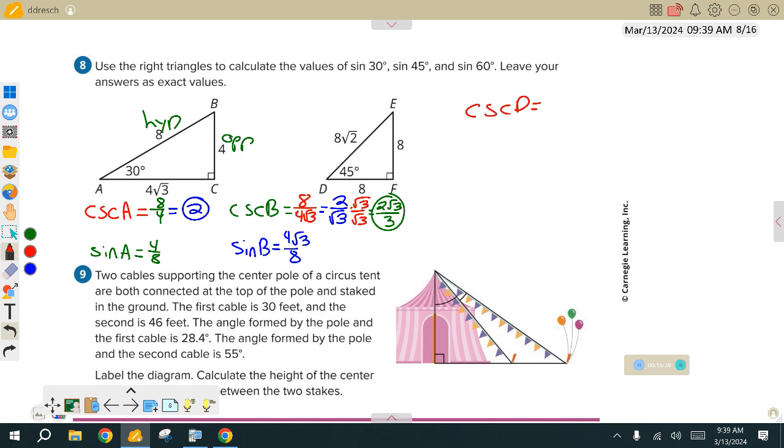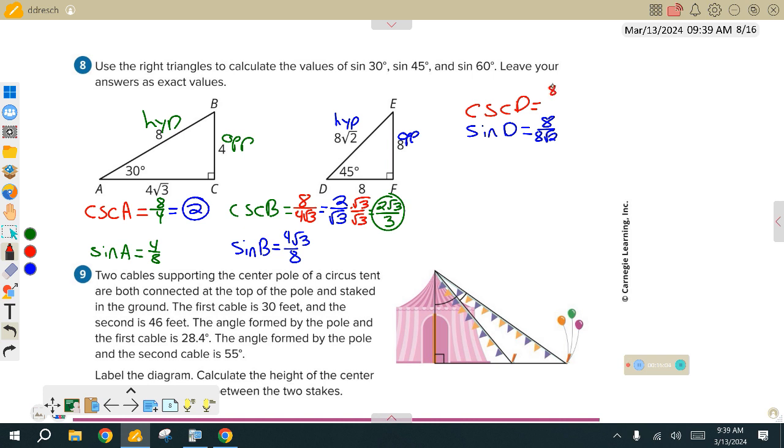Stand at angle D. Sine ratio. What's my opposite? What's my hypotenuse? 8 and 8 root 2. I always jot that down first. Go with something I know. And then I flip it. I flip it, and what do I got?